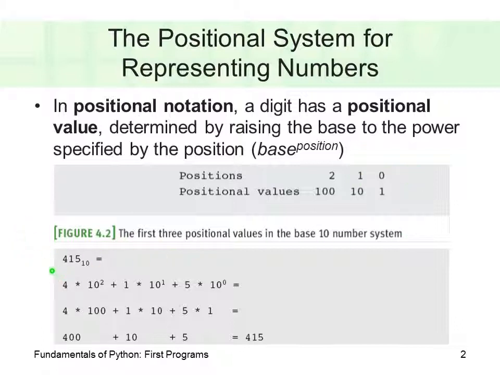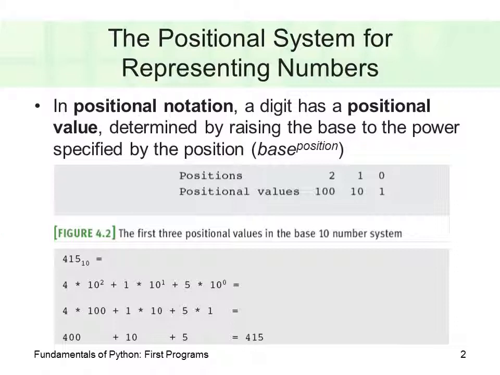Here we look at how we derive 415's value in base 10. 415 is equal to 4 times 10 to the power of 2. Remember, the index starts at 0: 0, 1, 2. So 4 times 10 to the 2 plus 1 times 10 to the 1 plus 5 times 10 to the 0, or 1. So 4 times 100 plus 1 times 10 plus 5 times 1. That gives us 400 plus 10 plus 5, or 415.